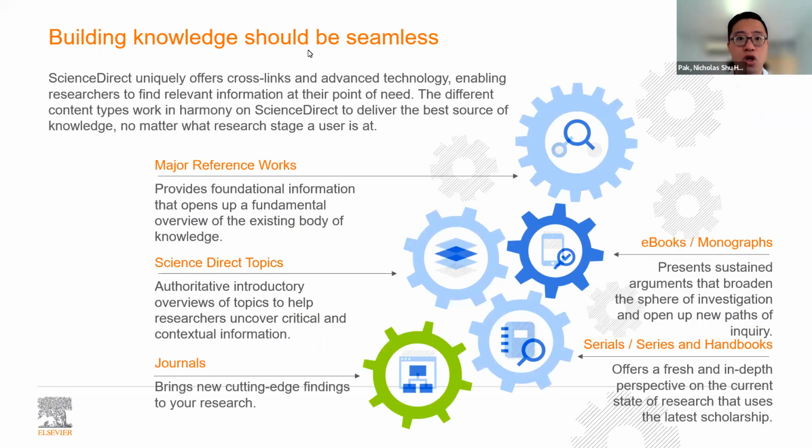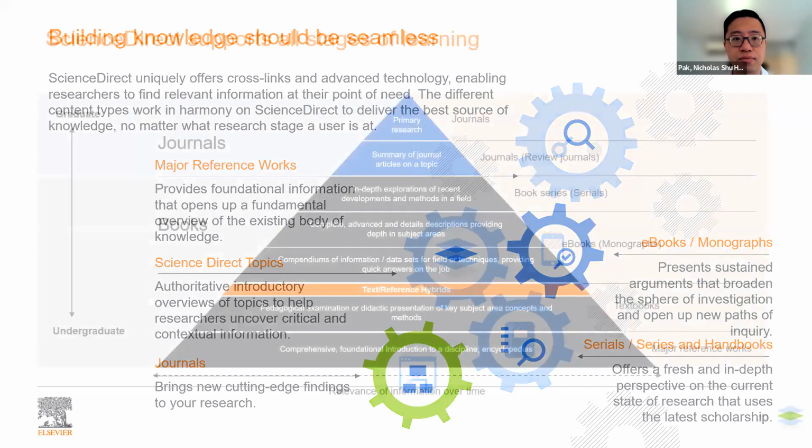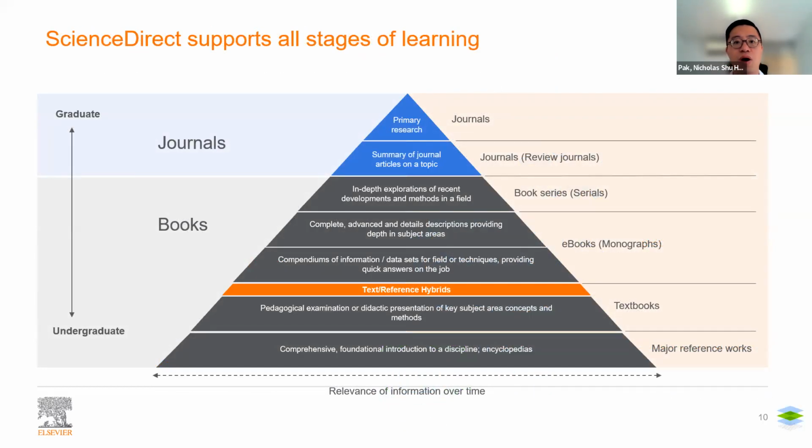So if you want to actually build knowledge through this, ScienceDirect gives you a whole breadth of content through major reference works, ScienceDirect topics, journals, ebooks, serials, and handbooks. As a graduate, you tend to mostly read primary research that is published in journals, as well as summaries of journal articles on a topic, right? But if you're an undergraduate, you really want to leverage this pyramid of knowledge.